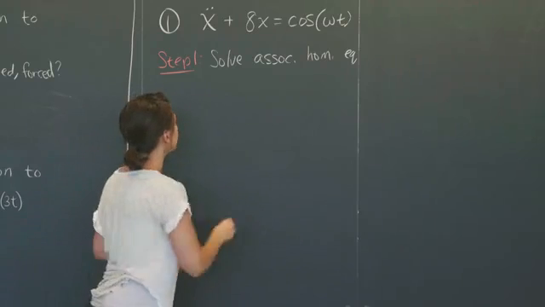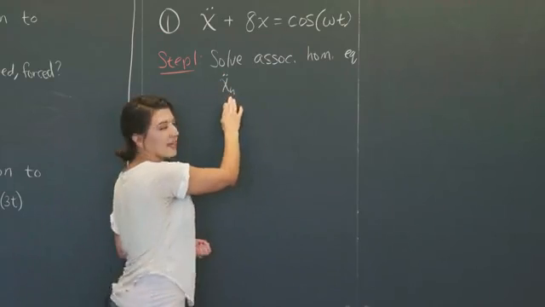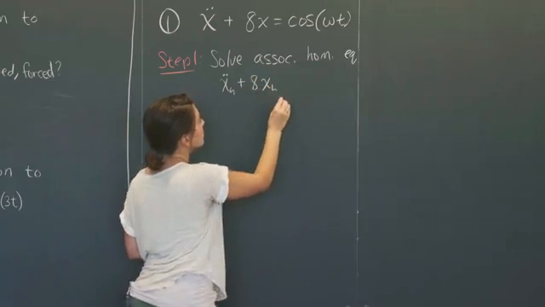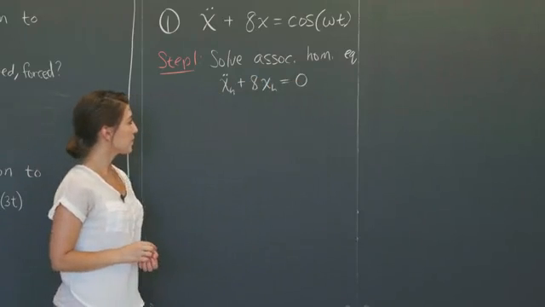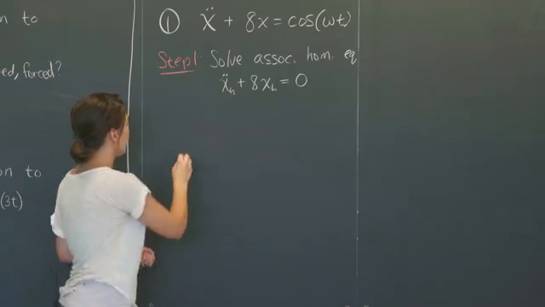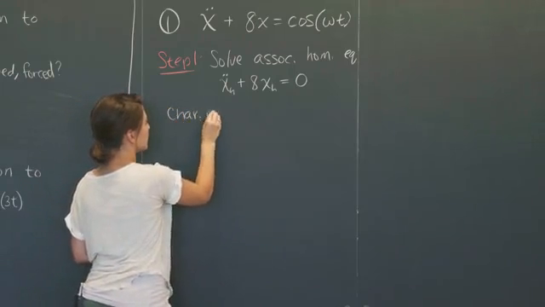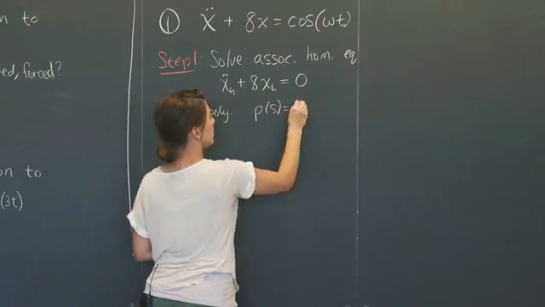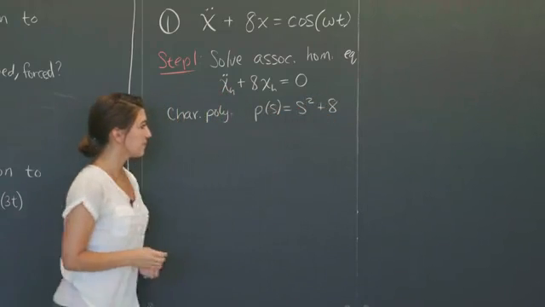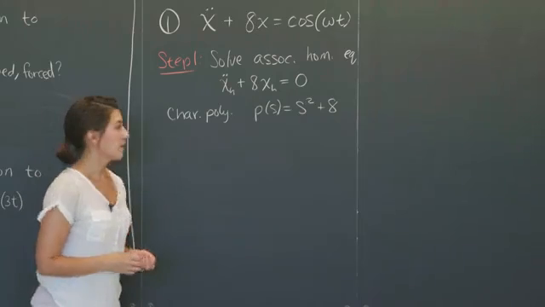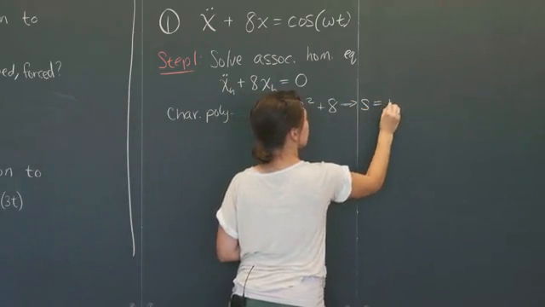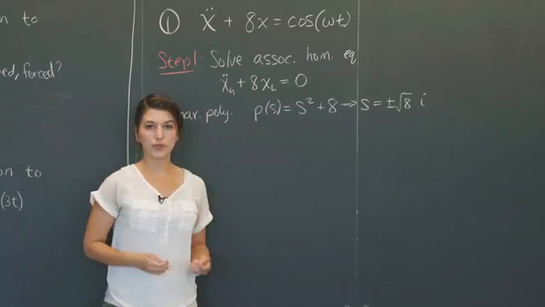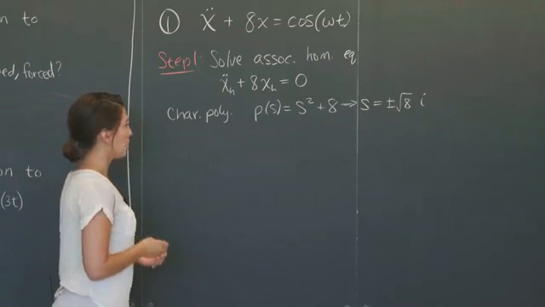For this equation, that would be x sub h double dot, and I'm writing x sub h just to denote that this is the homogeneous equation, plus 8 times x sub h equals 0. So to solve this, we write down the characteristic polynomial. p of s is equal to s squared plus 8. And the roots of this polynomial are given by s equals plus or minus the square root of 8 times i. Because these roots are purely imaginary, we know that the solution will be sinusoidal.